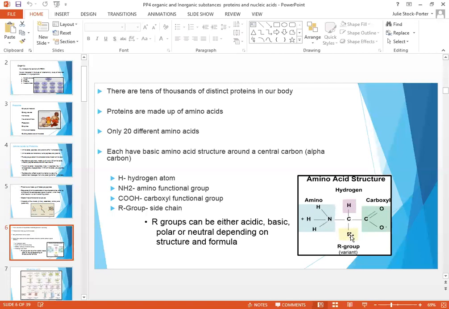Whatever attaches here to the alpha carbon will determine the amino acid, because they all have this basic amino acid structure. So remember that we have an alpha carbon attached to an amine group, a hydrogen, and a carboxyl. It's the R group that's going to determine our amino acid.